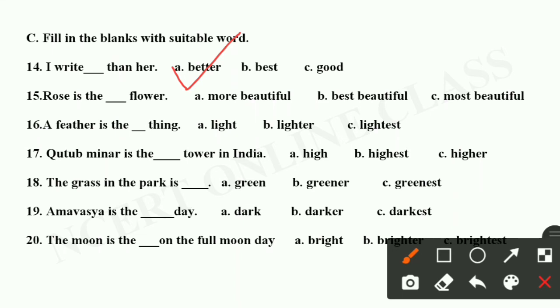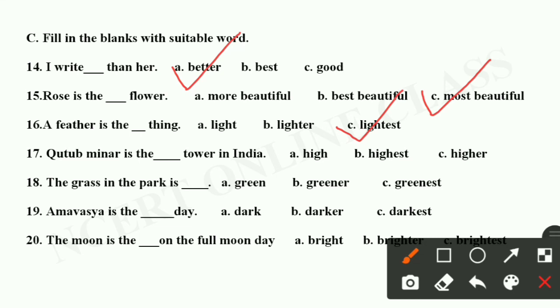Then, rose is the dash flower. More beautiful, best beautiful, or most beautiful. So the correct answer is: rose is the most beautiful. Option C is the correct answer. Okay. Number 16. A feather is the dash thing. Feather means a wing of birds. So this is part of the wings. So a feather is a dash thing. Light, lighter, or lightest. So the correct answer is lightest thing.